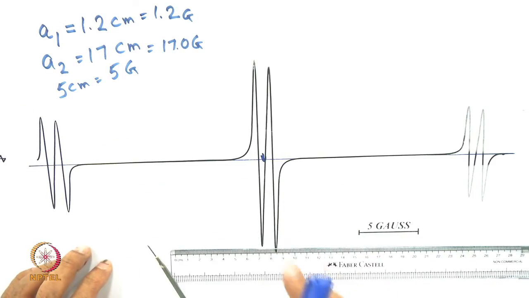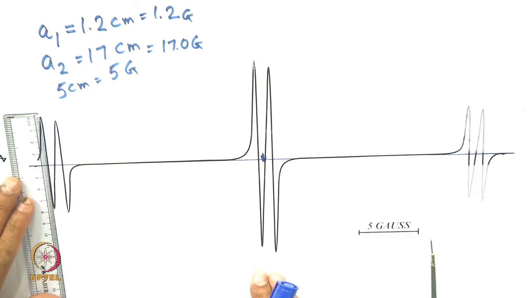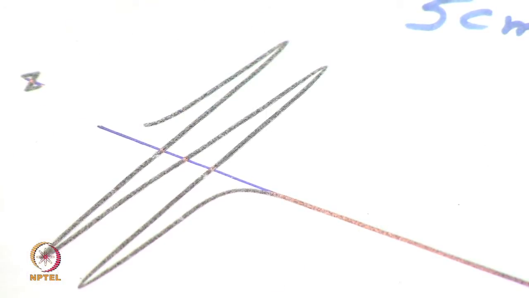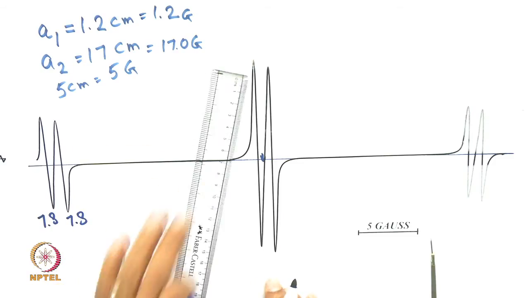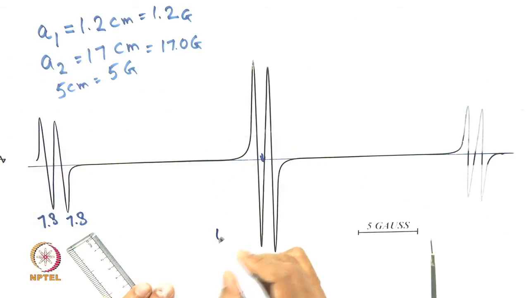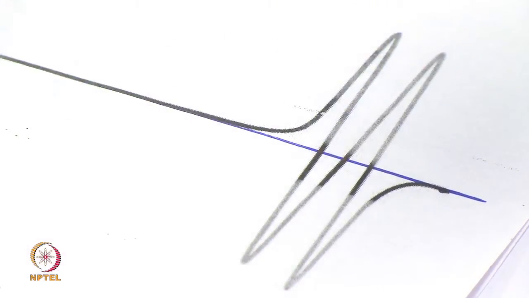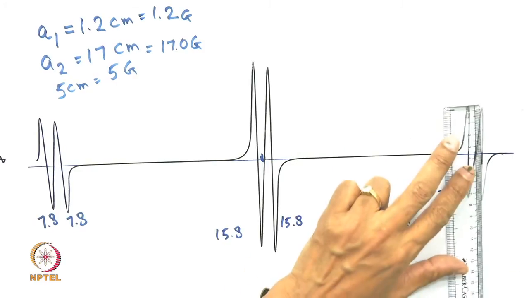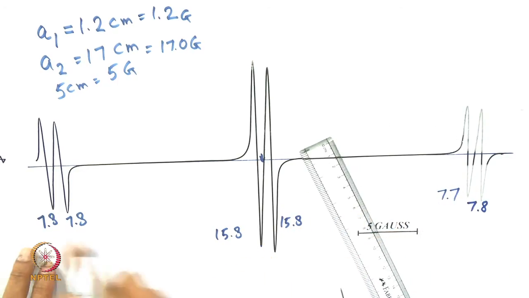How about the relative intensities? So, that we can ascribe this splitting to certain nuclei. For that, this height is found to be 17.8 centimeter. This is also 17.8. This is 15.8. This is also 15.8. It looks very similar. This is 17.7. This is also 17.8 or so. So, we divide by this number.